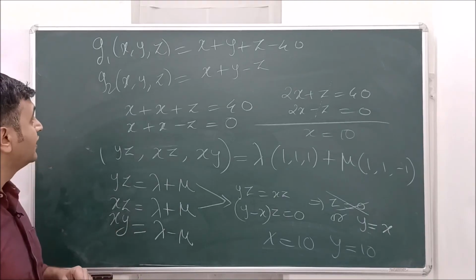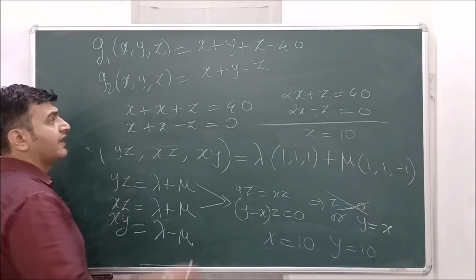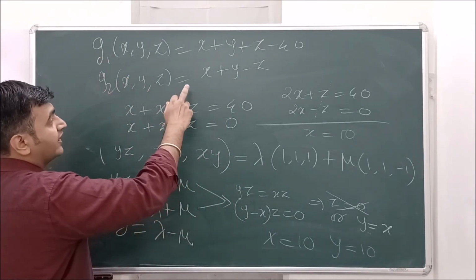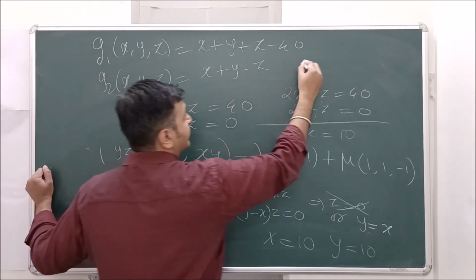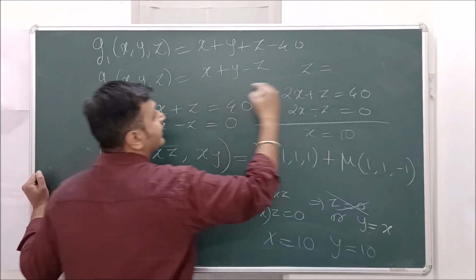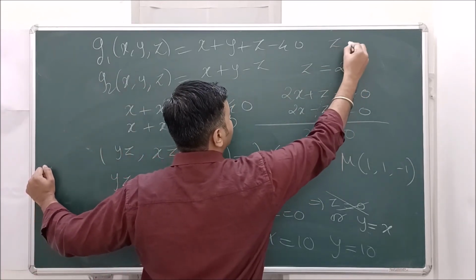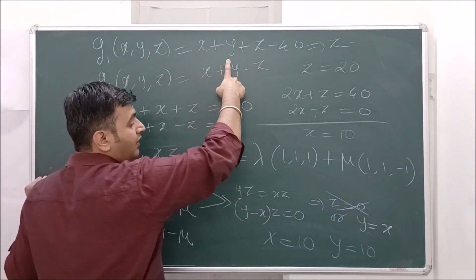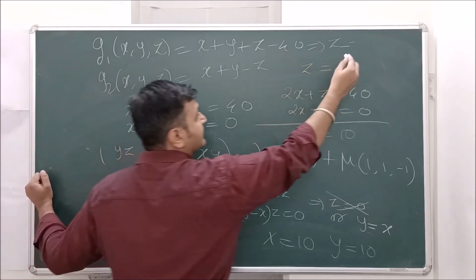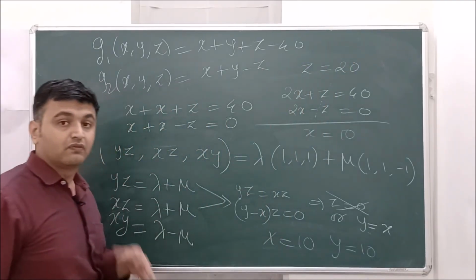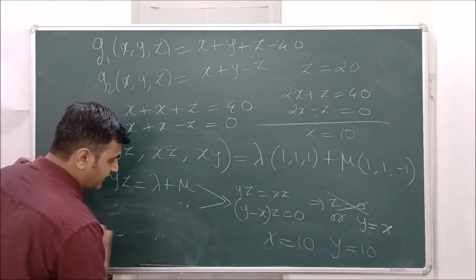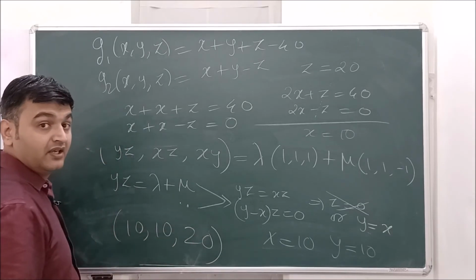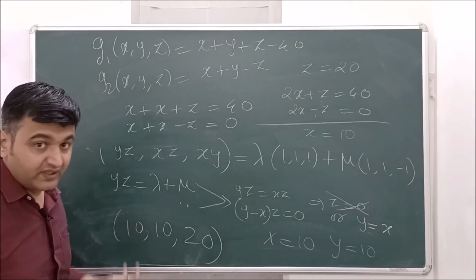Now you want to find your z. How will you find z? Either way, it should satisfy both equations. From here you get z should be 10 plus 10, which is 20, and from the other, 20 minus 40 is minus 20, again z equal to 20. So what point do you get? The point you get is (10, 10, 20). So there is no need to find lambda and mu in this case.